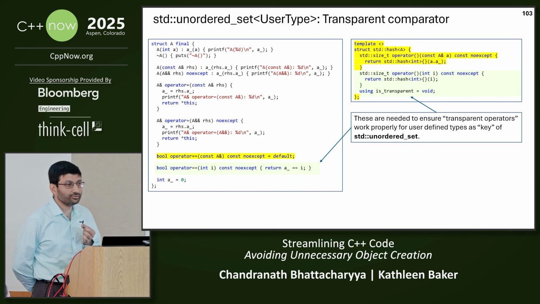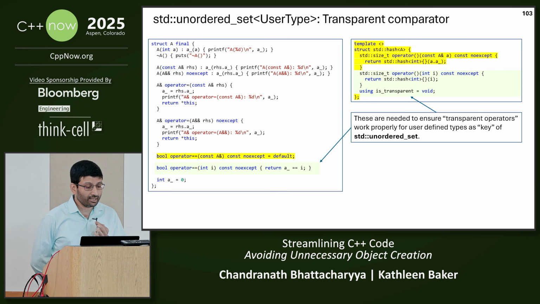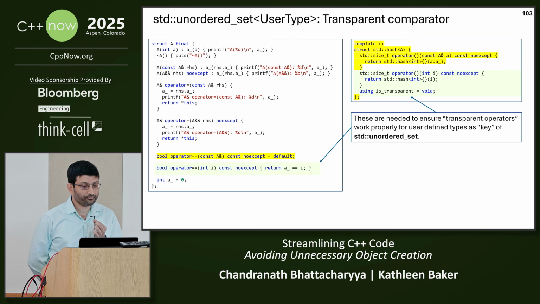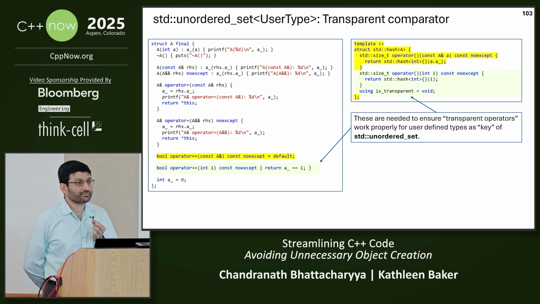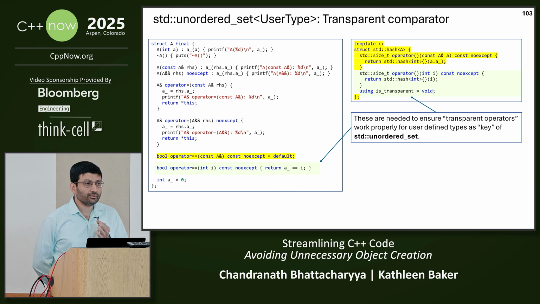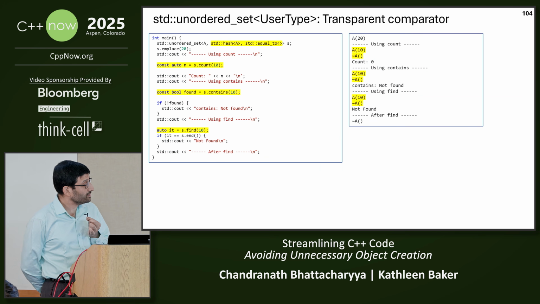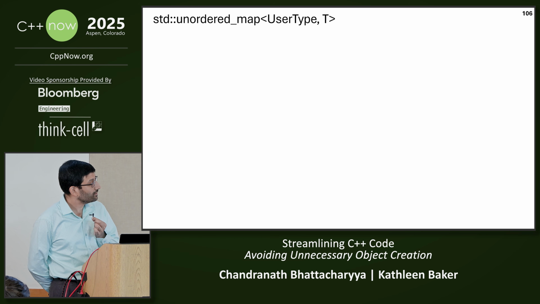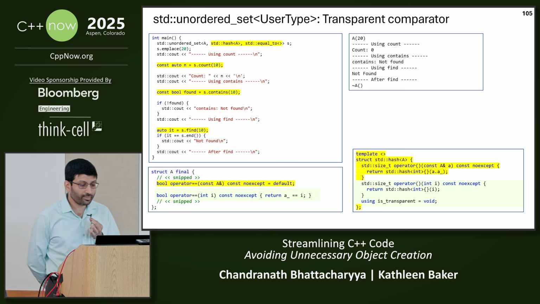So first of all, we needed to provide an equality operator with integer in our struct A, and then convert our specialization into a transparent comparator by adding that using is_transparent equal to void inside the struct, and then also providing one hashing function for an integer. So once we have done all those changes, as you can see, the temporaries are gone. So with these changes, the temporaries are gone, okay?